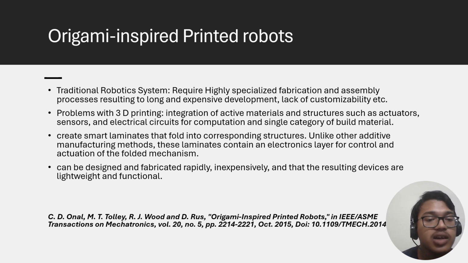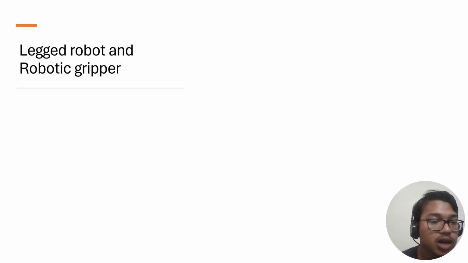Now we can take a very different approach. We can create smart laminates that fold into the corresponding structure. Unlike other additive manufacturing means building the parts layer by layer, these laminates contain an electrical layer for control and actuation of the folded mechanism. So we can design and fabricate these smart laminates inexpensively and rapidly, and the resulting device is very lightweight and functional also. Today, I am also going to talk about the specific prototypes of a legged robot and a robotic gripper.